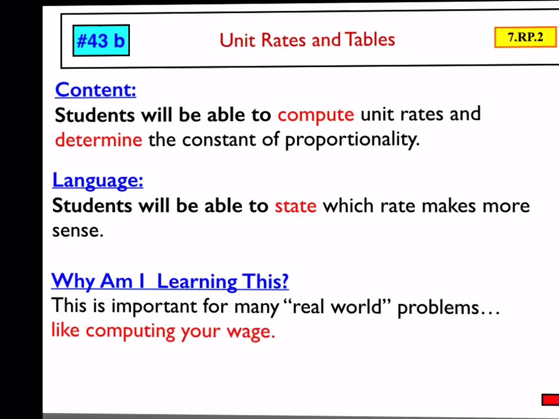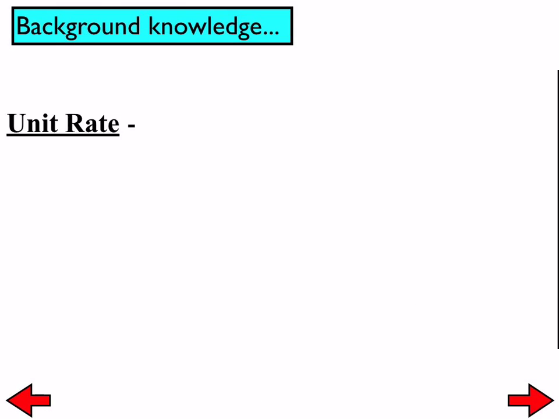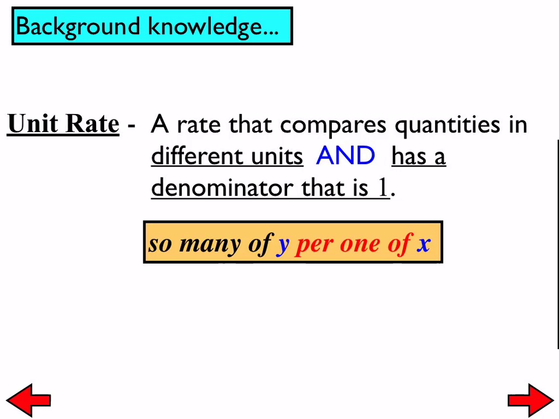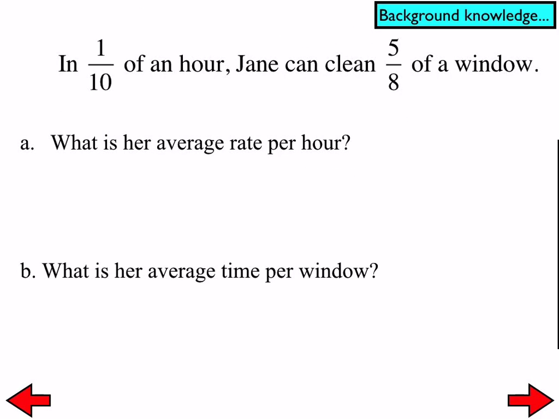All right, so let's go ahead and get started. Background knowledge from the two previous days. Remember, a unit rate is a rate that compares quantities in different units and has a denominator of 1. And when we're finding the unit rate, we're trying to figure out how many of y per 1 of x, or how many of one thing per 1 of another thing.